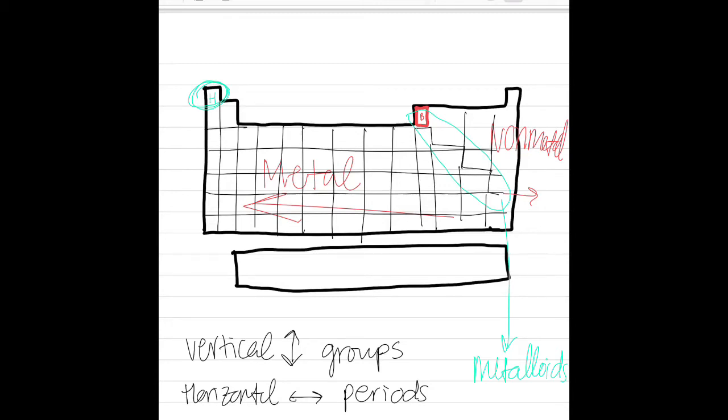Okay, so that's pretty much the basics, what I need you to know for the exam. And I do want you to go ahead and explore the periodic table, kind of learn some things. So that is an assignment that you're going to do today. So you need to do that.